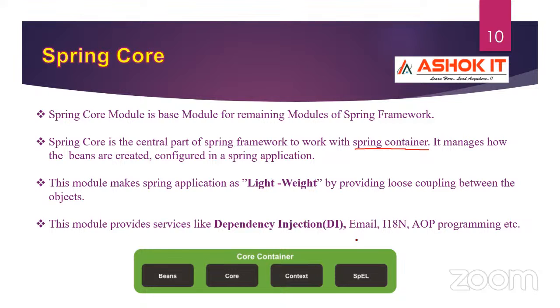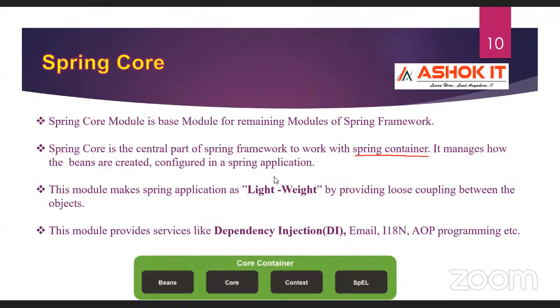And this is the core container. The core container contains 4 submodules. One is the Beans submodule. Another one is the Core module. The third one is the Context module. And the fourth one is SpEL. SpEL means Spring Expression Language. These are the 4 submodules of the Spring container.